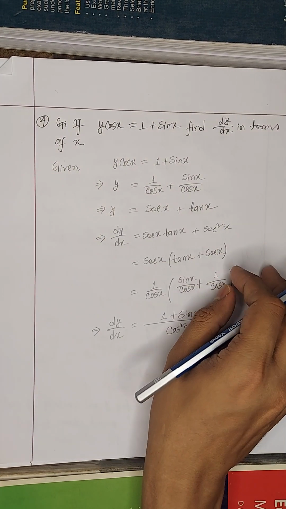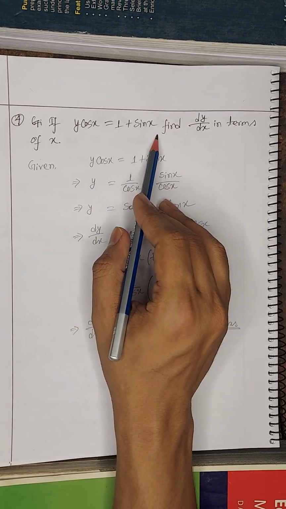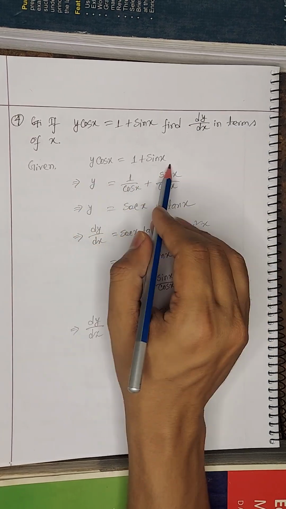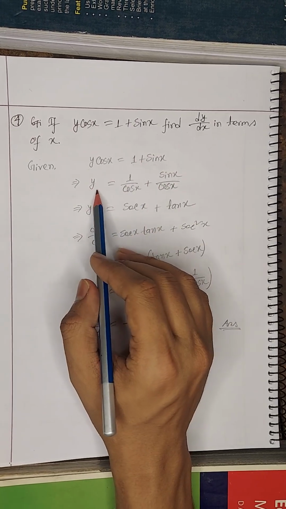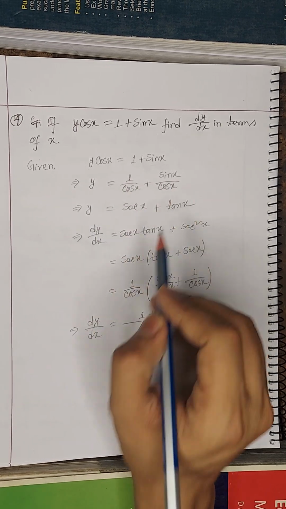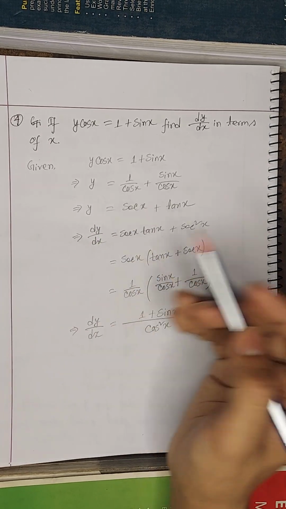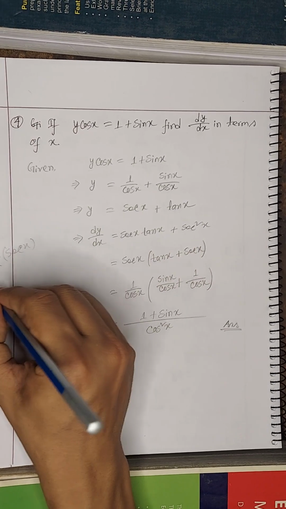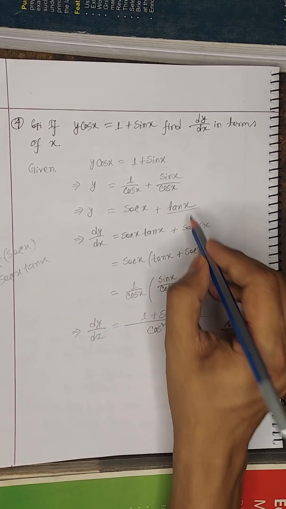Here we are given that y cos x = 1 + sin x, and we have to find dy/dx in terms of x, right? So the given expression is y cos x = 1 + sin x, then from this we get the value of y as 1/cos x + sin x/cos x, which is sec x + tan x. If we find dy/dx, you know the formula: if we differentiate sec x, we get sec x tan x, and similarly, if we differentiate tan x, we get sec² x.